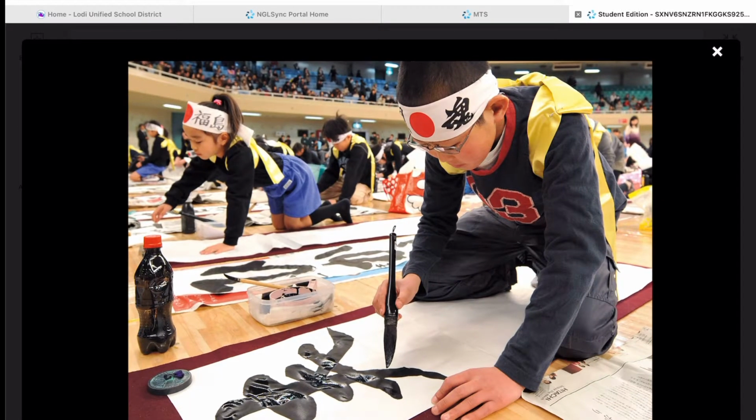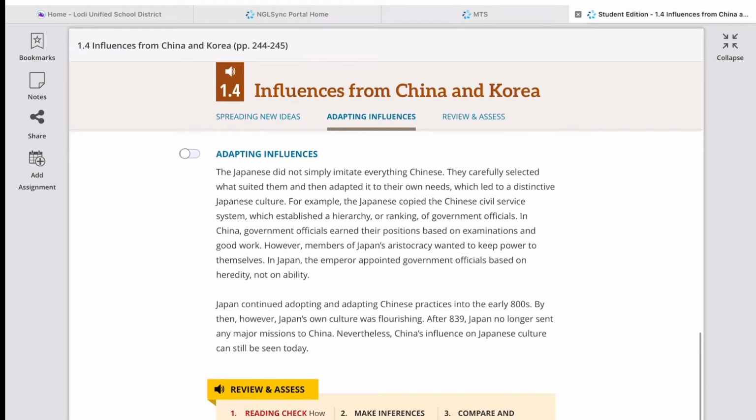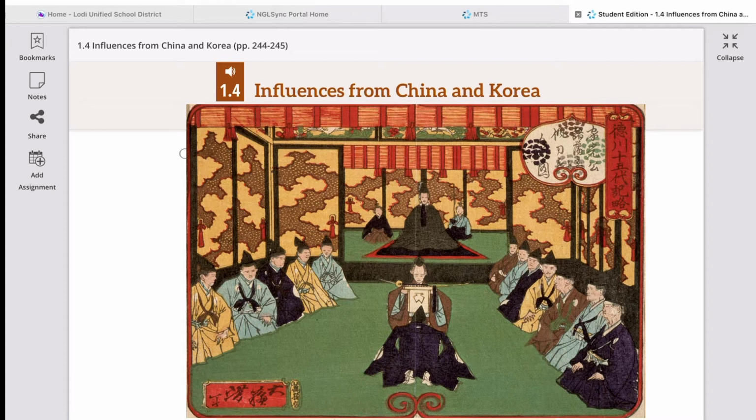And finally, let's talk about other influences of China on Japanese civilization. The Japanese did not simply imitate everything Chinese. They selected the things that they liked and did not take any aspects of Chinese civilization that they thought would not work in their favor, especially for the noble class. For example, the Japanese copied the Chinese civil service system, which established a hierarchy of ranking of government officials. This means that in order to work for the government, especially in a higher position, you need to be qualified for that.